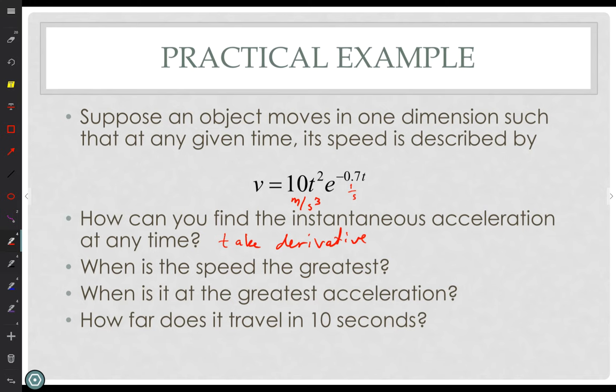How do I find when the speed is the greatest? Acceleration is 0, and the jerk is negative. Okay, when acceleration is 0 and the jerk is negative, he's absolutely right.